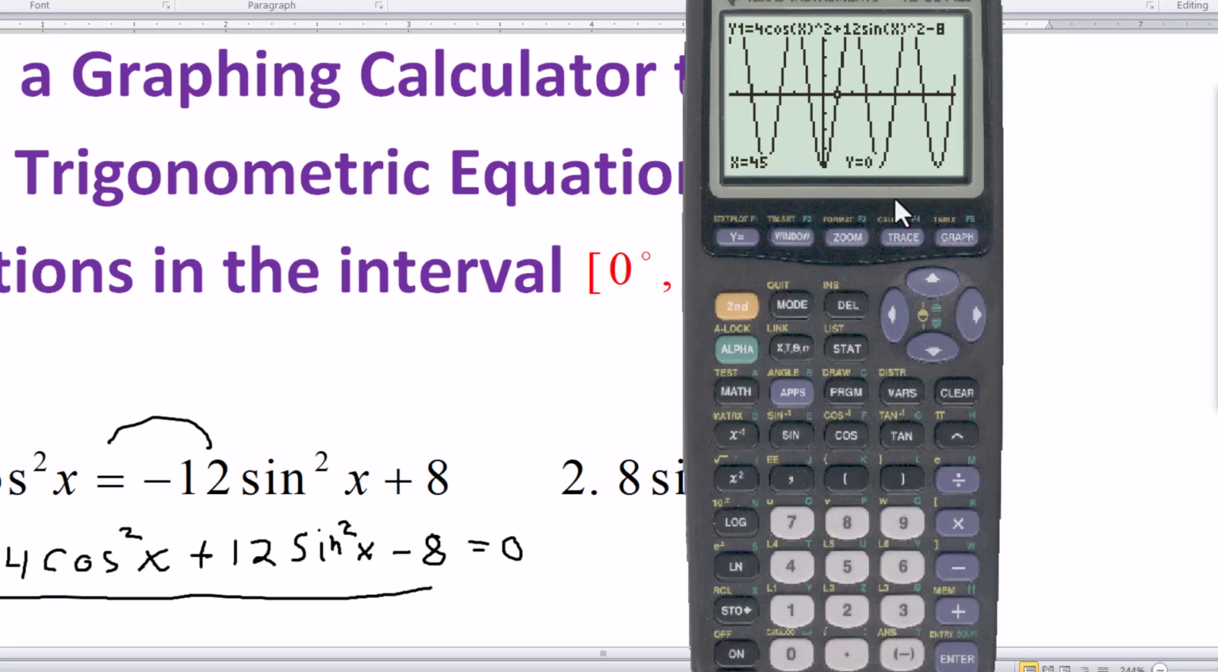And you can see right there, 45. And notice that y equals 0. So this tells me that that point right there is the point 45 and 0. It's an x-intercept. So one solution to this one is 45 degrees. And then I just keep going, hit the right arrow key here, until I get all of them.